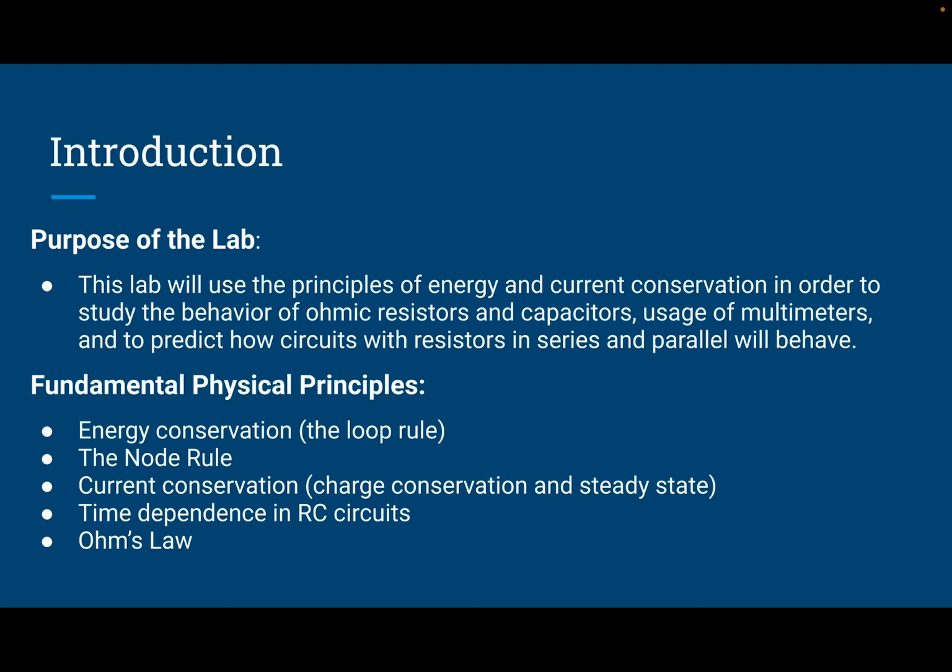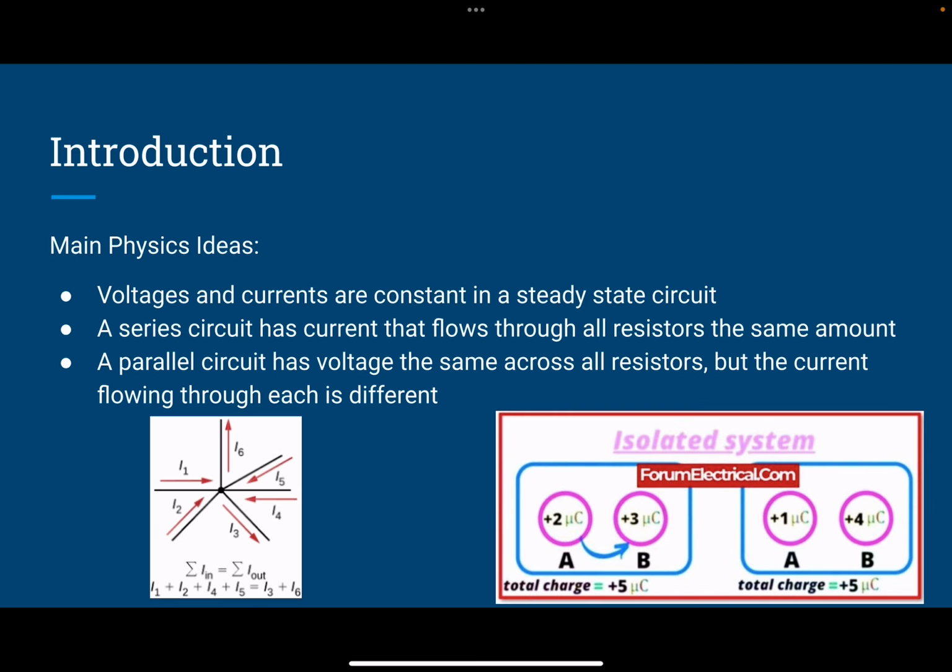So the fundamental principles include energy conservation, or the loop rule, the node rule, current conservation, or charge conservation in steady state, time dependence in RC circuits, and Ohm's law. So the main physics ideas include voltages and currents are constant in a steady state circuit. A series circuit has a current that flows through all resistors the same amount. A parallel circuit has voltage the same across all resistors, but the current flowing through each is different. And then I have loop rule and charge conservation pictured separately.